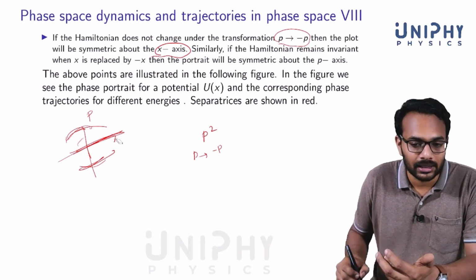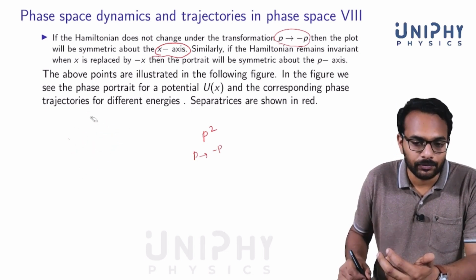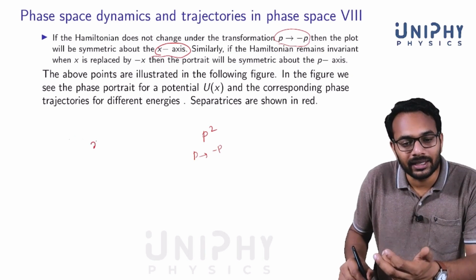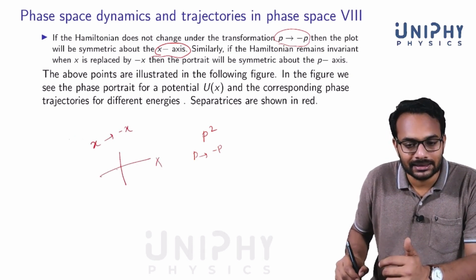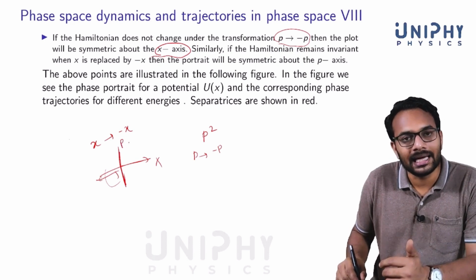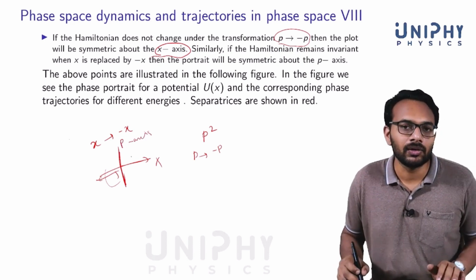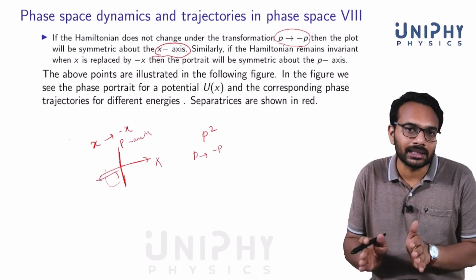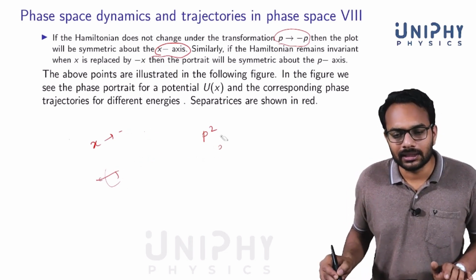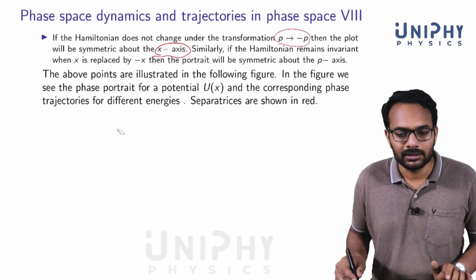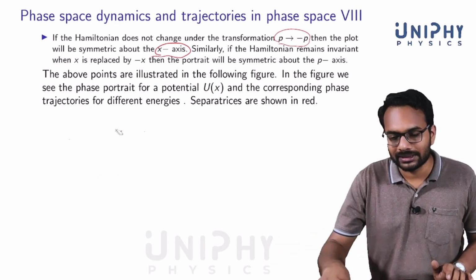It's also the same for x. If the Hamiltonian is invariant under the transformation x going to minus x, this is positive x, and this is minus x, the curve will have exactly the same shape about the p-axis, or rather it will be symmetric about the p-axis. Now let's look at a general example. Some of the points are illustrated here.